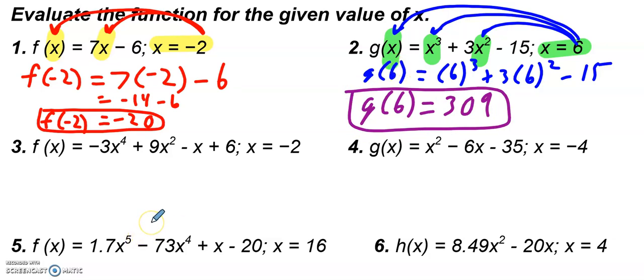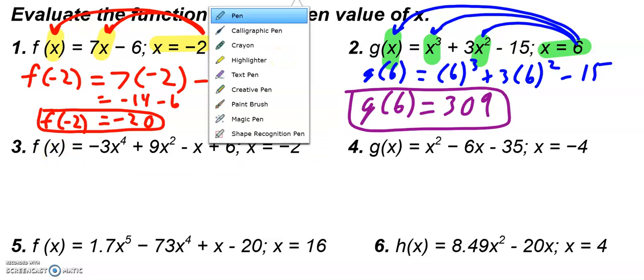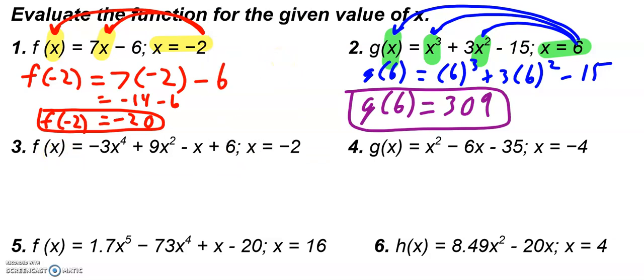Next one, let's do one more together, and then I'm going to have you try the last 3 on your own. But here I want to point out a different way to approach this with the calculator. So again, just to stick with the same fun highlighting, because I like to use the highlighter, I'm going to plug in a -2 everywhere that I see an x.